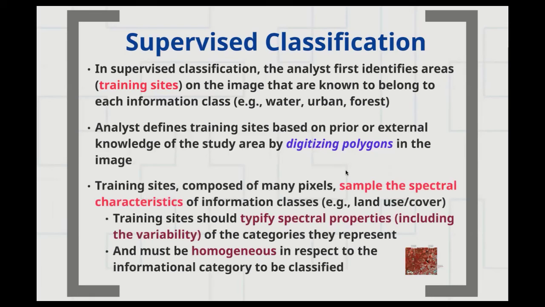So ideally, of course, speaking of a sample, even if you don't have much statistical knowledge, you still know a sample means you need many pixels, because one pixel wouldn't be representative either way. So you need many pixels, and the pixels will sample the spectral characteristics of the information class. Which means you have to really cover everything.